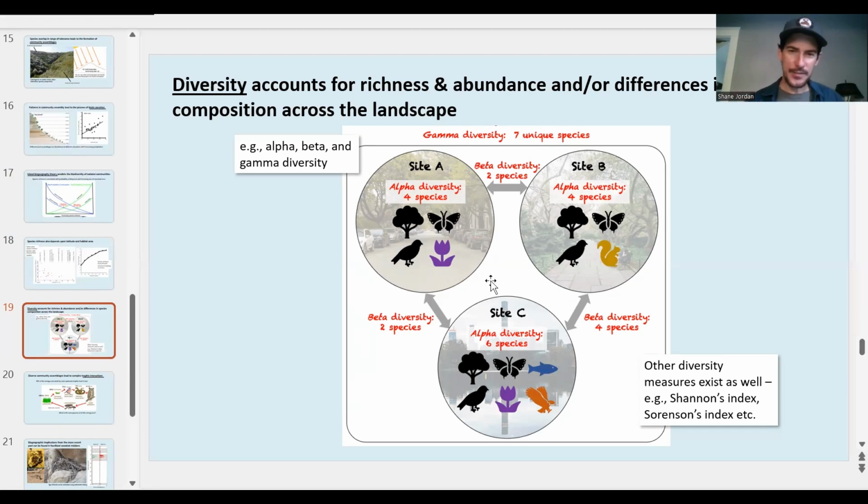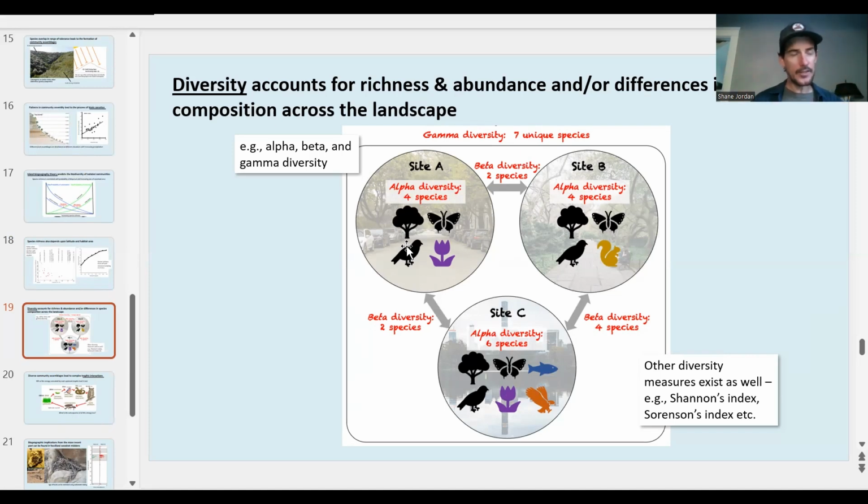That is, how much diversity occurs among these different sites when we compare them. Site A and site B differ by 2 species. Site A and site C differ by 2 species. Site B and site C differ by 4 species. So the composition of these sites is not the same. And this represents the distribution of biodiversity across the landscape.